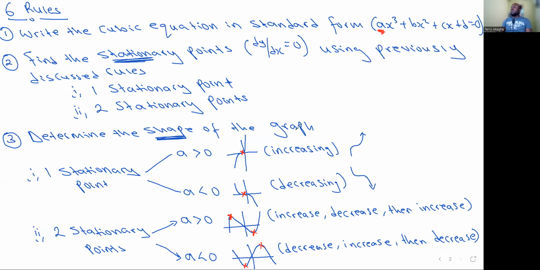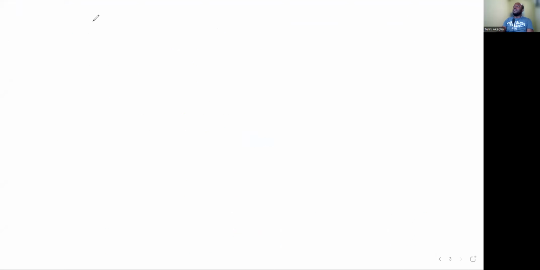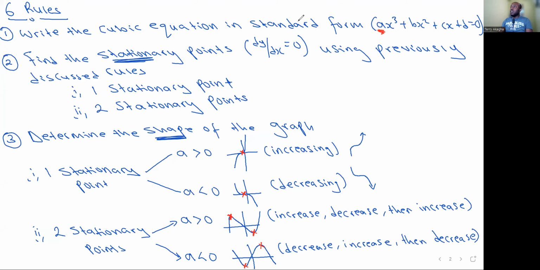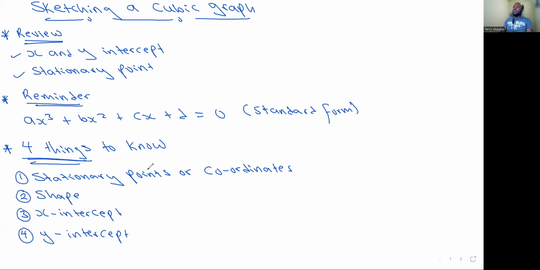All right, so let's go to step 4 now. Okay, step 4. So we've done step 1. Step 1 is that we write the cubic equation in standard form. We found the stationary point, we find the shape. So the next one is to find the x-intercept. Okay, so step 4 is that you have to then find the x-intercept.